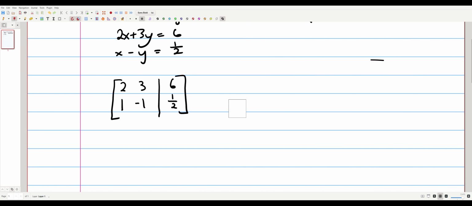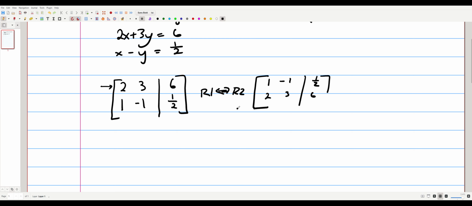Okay? So I see that I have a 1 here in this column, which I want a 1 in this column. The only thing is I want it in this row, right? And so what can I do? Well, I can take row 1 and swap it with row 2. And this will give me, and you're swapping the entire row, 1, -1, 1/2, and then 2, 3, 6. And so I've achieved my first goal of getting a 1 in the first column, first row.